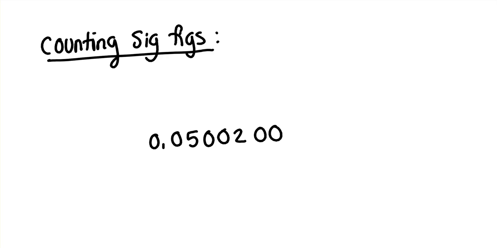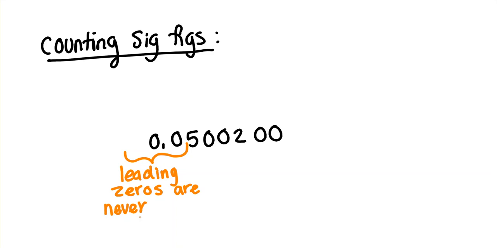So the first thing is, on this number, any zeros that are in the front of the number, these leading zeros, are never Sig Figs. Those are not significant digits.